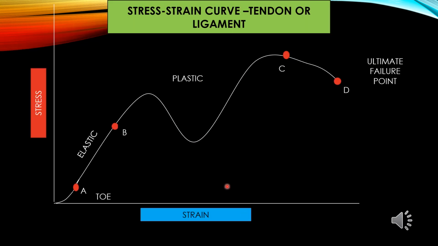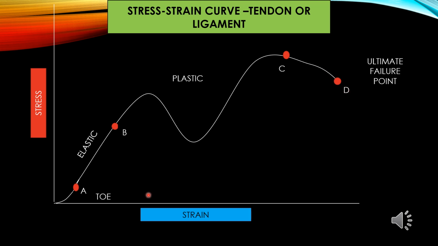So let's talk about the graph which is very specific for tendon and ligament, that is the stress strain curve. Here we have taken strain on the x-axis and stress on the y-axis. As you can see, it has four points A, B, C and D. 0 to A is the toe region, A to B is the elastic region, B to C is the plastic region, and C to D is the ultimate failure point.